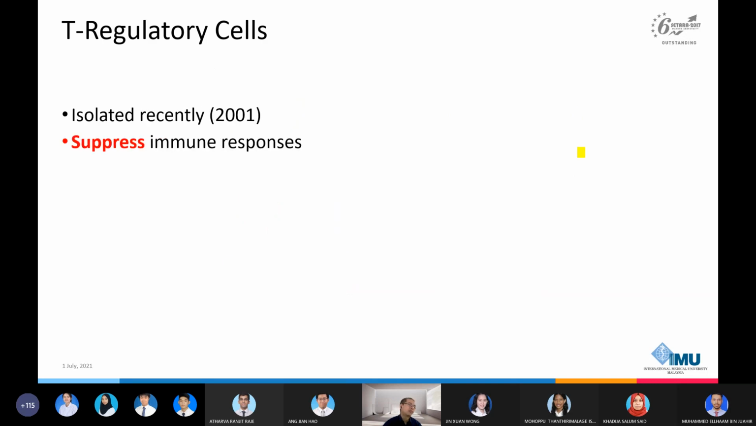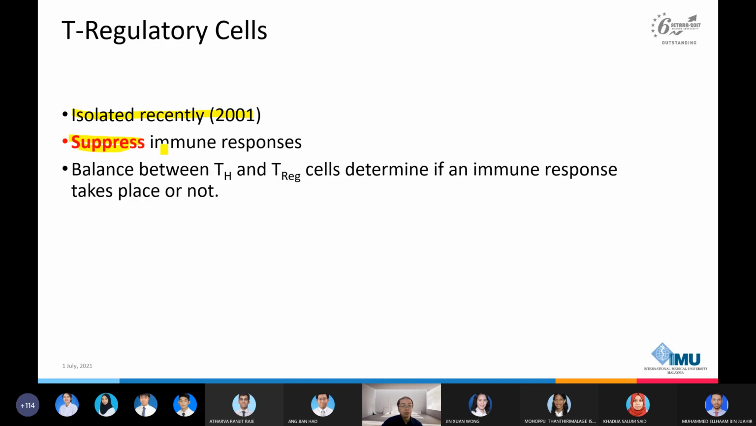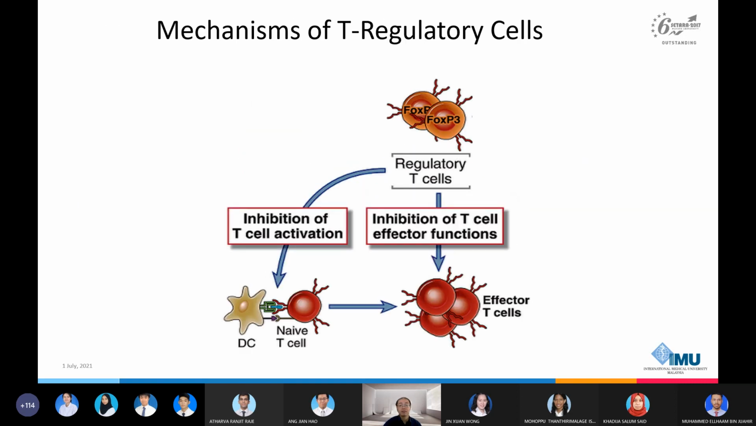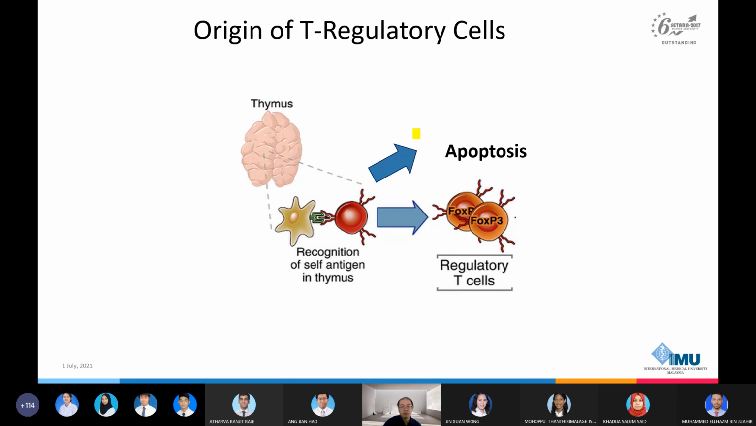How about Tregs? Now you see how Tregs actually disrupt the immune response. Historically they are known as T suppressor cells. However, only about 20 years ago they started changing the name to Tregs. What they do is suppress immune responses. Basically, the balance between Th and Treg cells determines if an immune response takes place or not. And how do they do that? Well, we'll come to that in the next few slides.